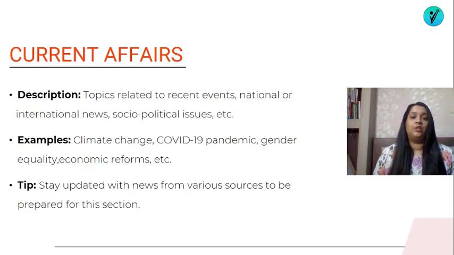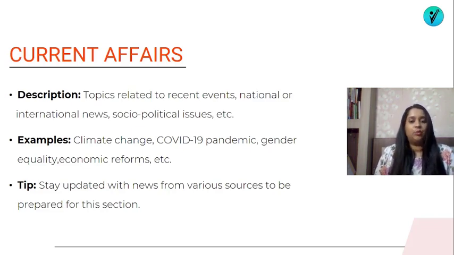Number one would be trending current affairs. What are the trending national or international news, socio-political issues? Some examples would be climate change and the COVID-19 pandemic. Though it is a little old, it is still trending in a lot of business schools, so TISS might also give you a topic related to the same. Then gender equality, economic reforms, elections 2024, budget 2024. These could be the current-affairs-related topics.